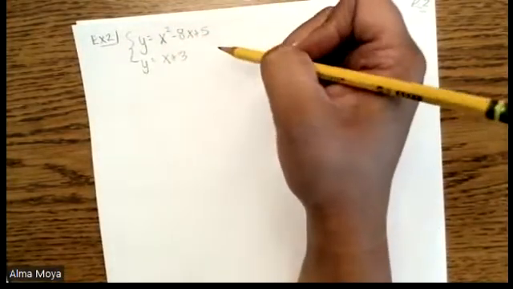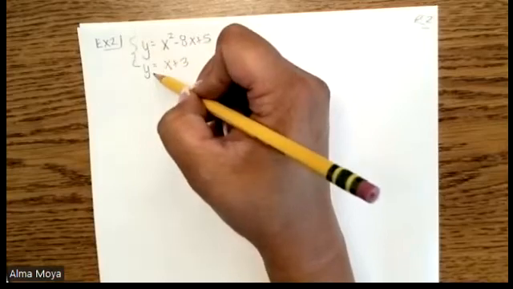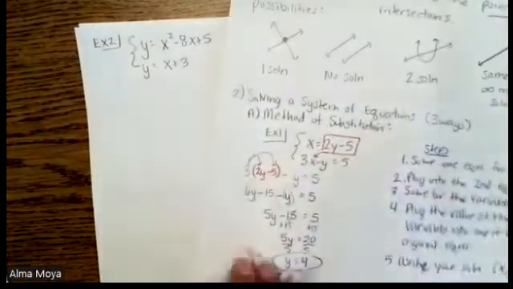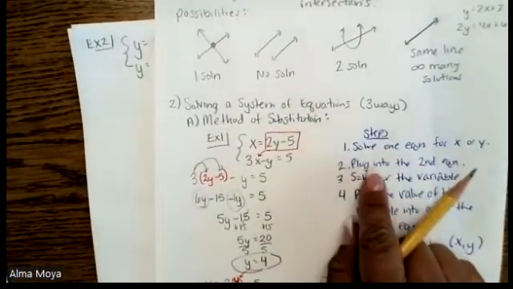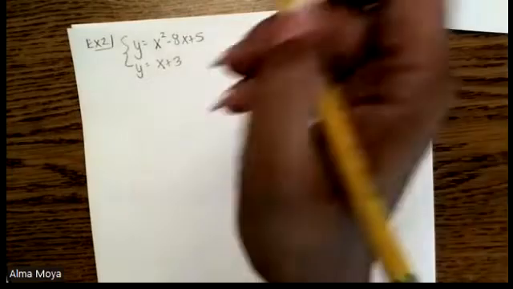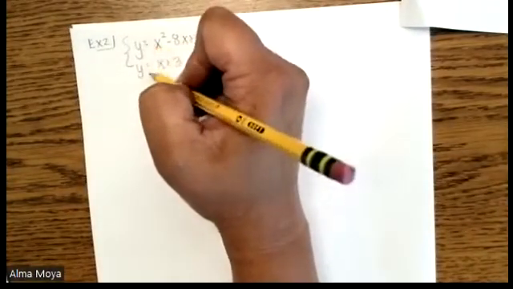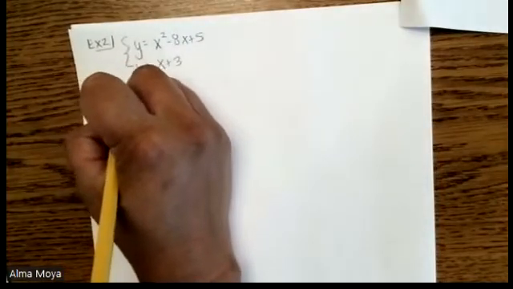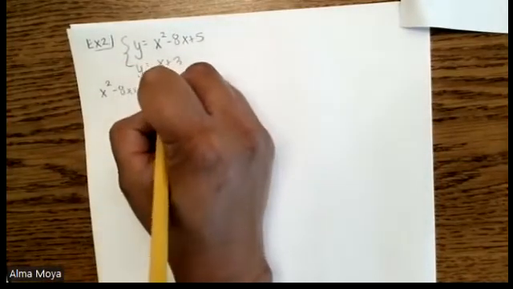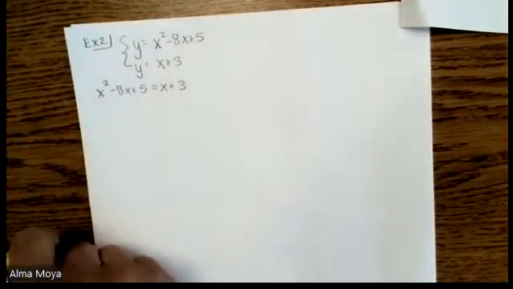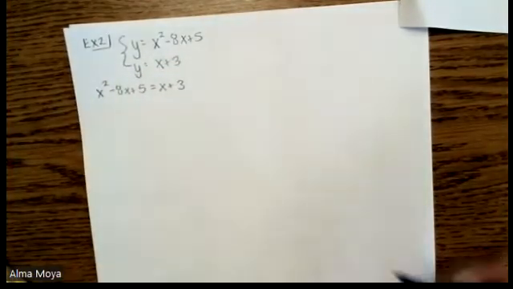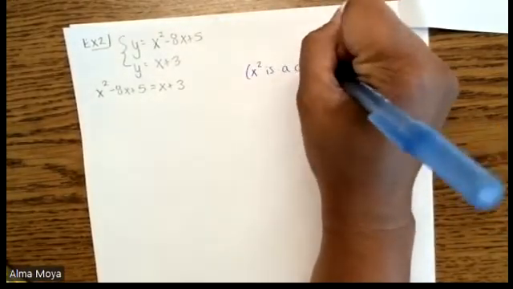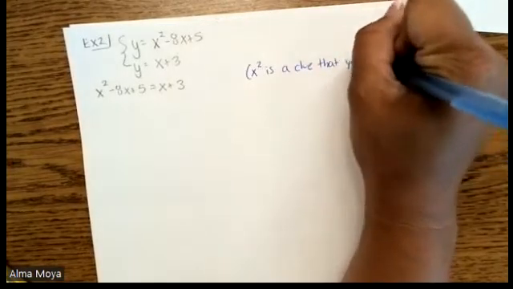Now I am going to solve this by substitution because I have a y equals and a y equals. I don't really have to do step number 1 where it says solve one equation for x or y. But the second one says plug into the second equation. Well, because it says y equals and y equals, I'm just going to set those two equal to one another. So I have x squared minus 8x plus 5 equals x plus 3. When I see an x squared, that is a clue that you will need to factor.